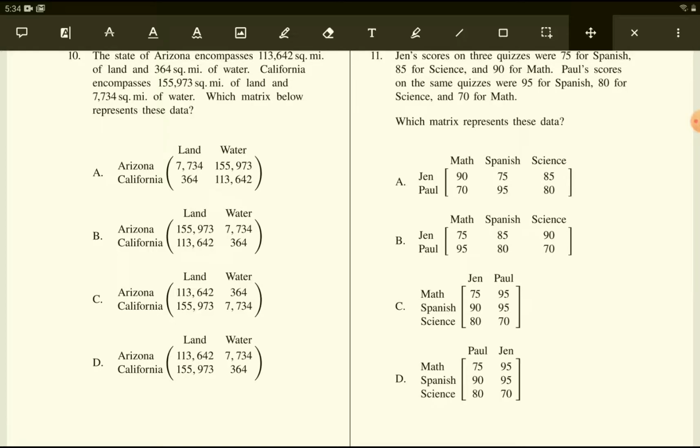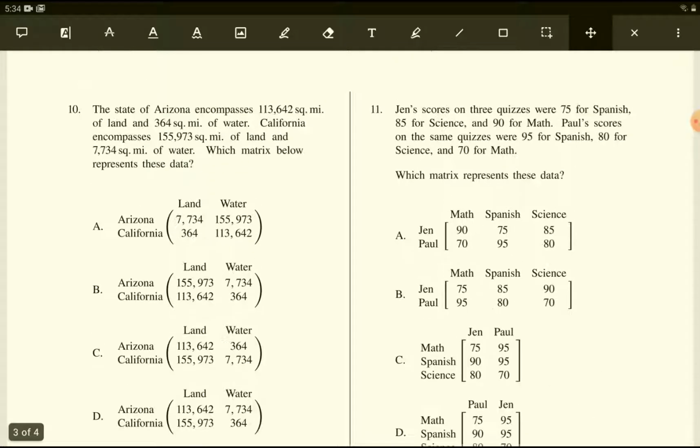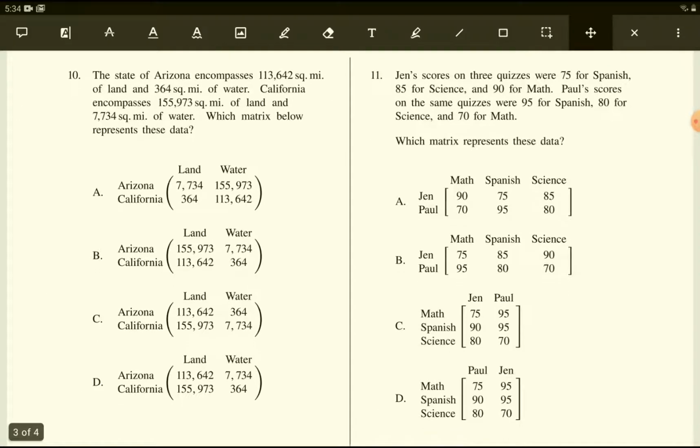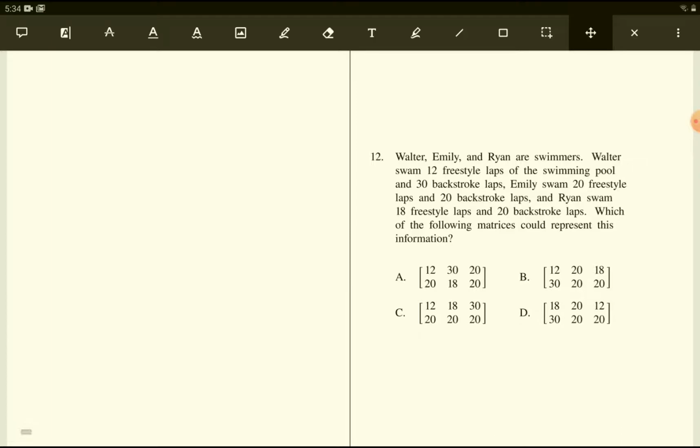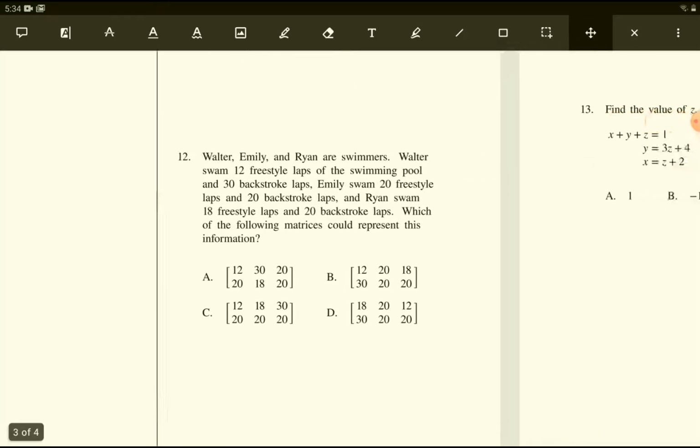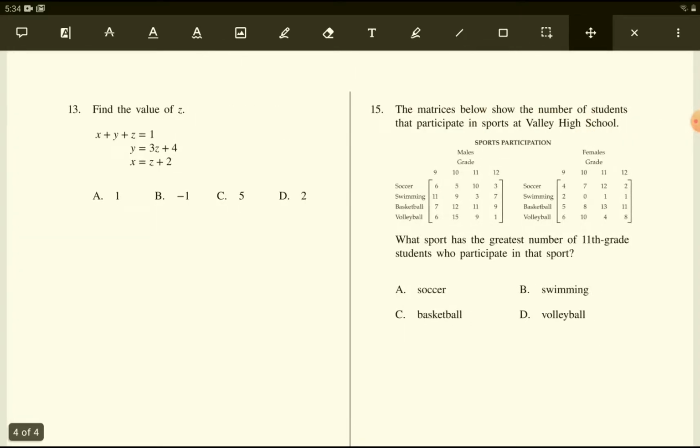Okay, same thing, number 10, literally just read the problem and pick the best setup that matches the problem. So no solving on number 10. Same thing, number 11, no solving. Number 12, you're not actually doing anything. Okay, you're picking the one that you think makes the most sense.